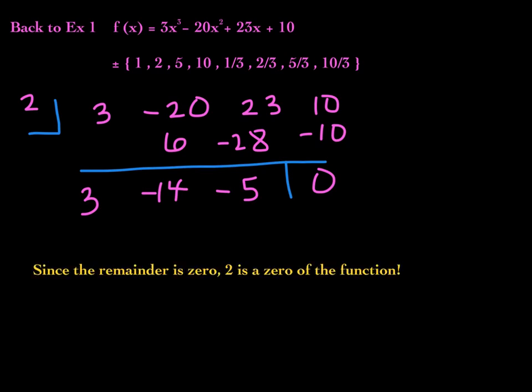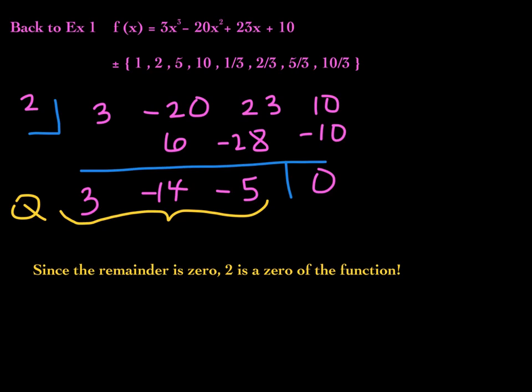Do you remember from the previous lesson that here this represents your quotient? And we also mentioned that the quotient is 1 less degree than where you started. So we started with a cubic polynomial. So these numbers here represent the coefficients of a quadratic or degree 2 polynomial. So this is what we have, everybody.